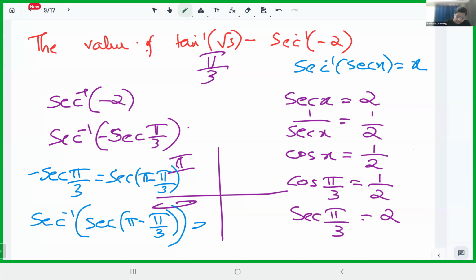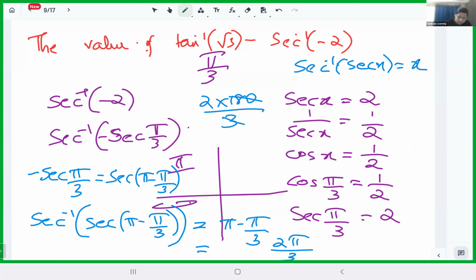So the answer will be pi minus pi by 3. All right. So what is pi minus pi by 3? It is 3 pi minus pi by 3. That is equal to 2 pi by 3. And we have to check whether this 2 pi by 3 belongs to the principal value branch. How will you check it? It is 2 into 180 by 3, that is equal to 120.